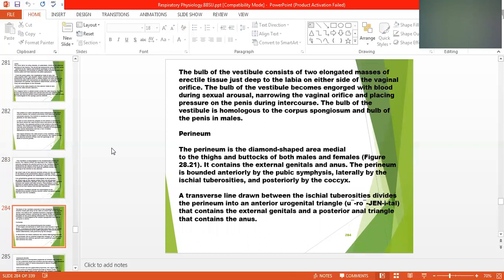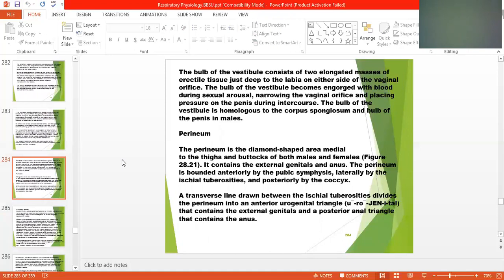The bulb of the vestibule consists of two elongated masses of erectile tissue just beneath the labia on each side of the vaginal orifice. The bulb of the vestibule becomes engorged with blood during sexual arousal, narrowing the vaginal orifice and placing pressure on the penis during intercourse. The bulb of the vestibule is homologous to the corpus spongiosum and bulb of the penis in the male. So this is all about today's lecture.